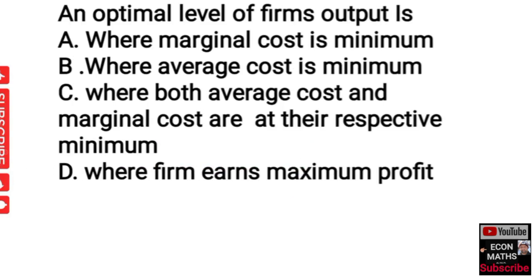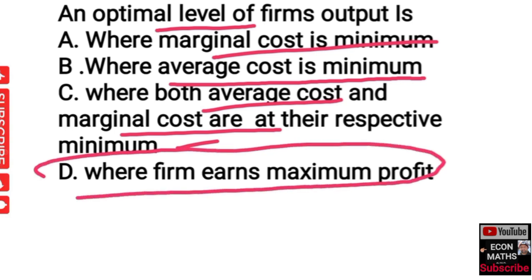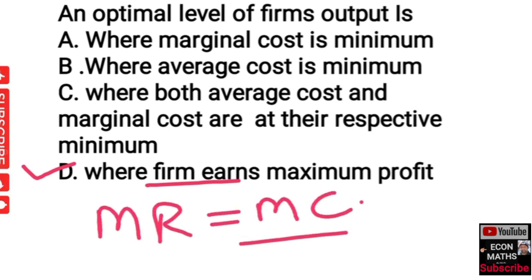Next question: the optimal level of a firm's output is... So the firm's optimal level is where marginal cost is minimum, where average cost is minimum, where both average cost and marginal cost are at their respective minimum, or where the firm earns maximum profit. So what should be the correct option? The correct option should be D, where the firm earns maximum profit. That is, profit maximization is a condition where marginal revenue is equal to marginal cost.